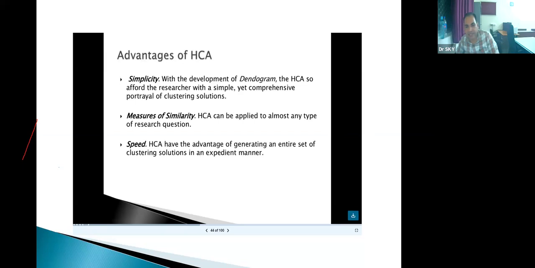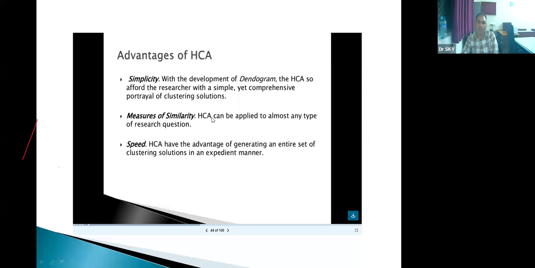What are the advantages of hierarchical cluster analysis? Simplicity. With the development of the dendrogram, hierarchical cluster analysis affords the researcher a simple yet comprehensive portrayal of cluster solutions. We can see a clear picture of how many clusters should be made.